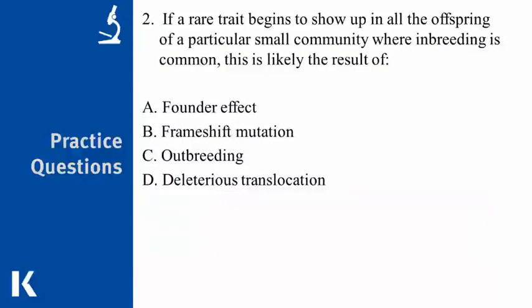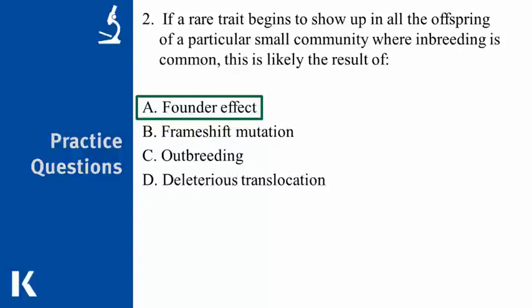This question is asking you to think about the causes of the increased prevalence of a certain trait. The answer is A, the founder effect. Remember that this occurs when a small portion of the population becomes reproductively isolated and similar traits are passed throughout the population. This is an extreme type of the genetic drift we discussed earlier.